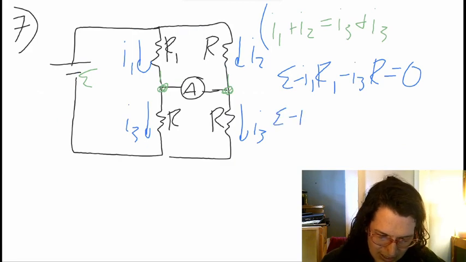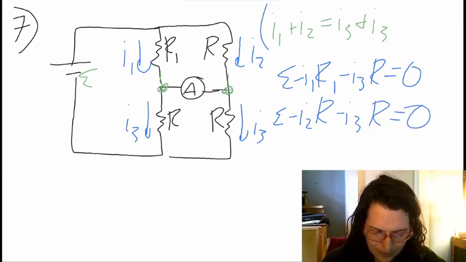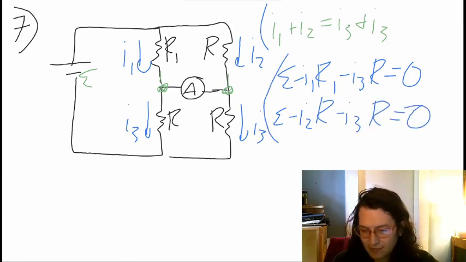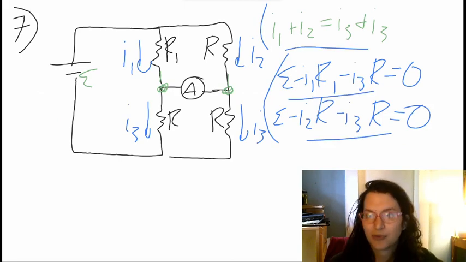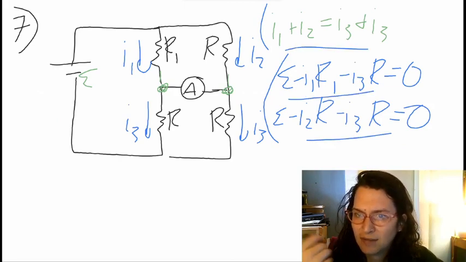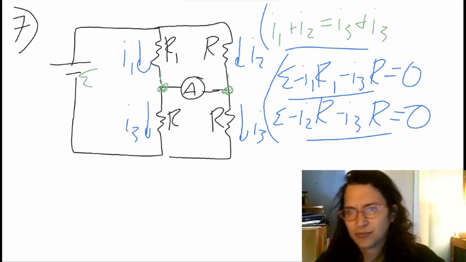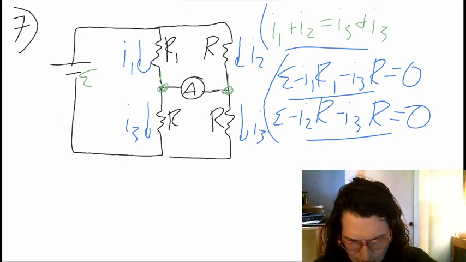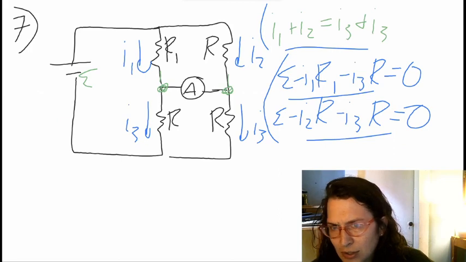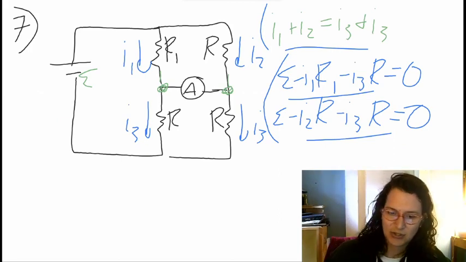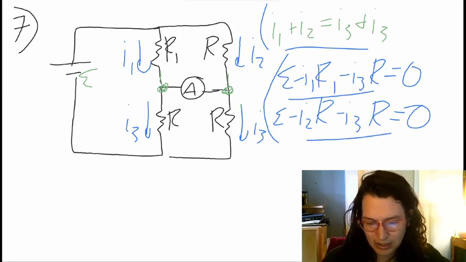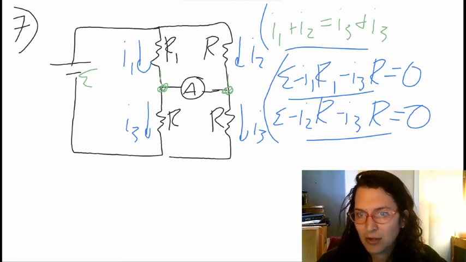Epsilon minus I2R minus I3R, that will also be equal to 0. All right, so there we go. I have 1, 2, 3 equations. I have my 3 unknowns. R1 is given in terms of big R, so that's enough there to solve. And I do not know epsilon, but ultimately I will give my answer for the current in terms of epsilon over R.